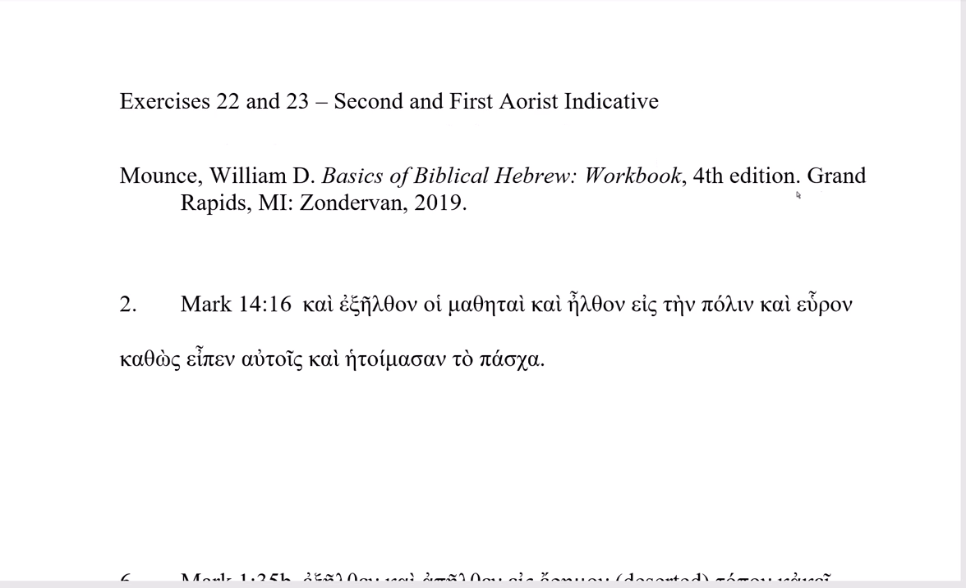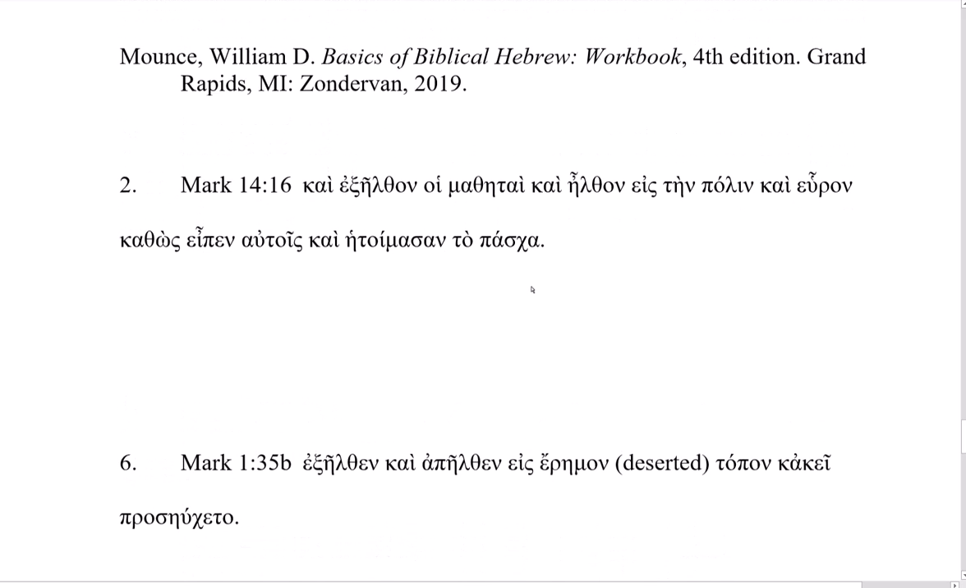Let's work through some examples that are in the workbook. This is chapters 22 and 23. And here's the bibliographical information for the workbook. It's the 4th edition and published by Zondervan. So the first example comes from Mark 14:16.